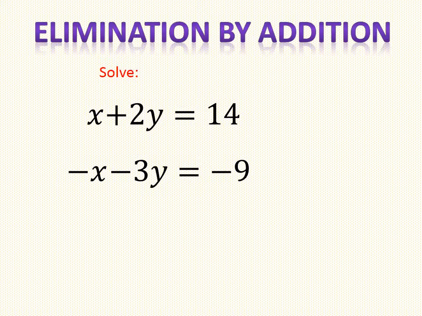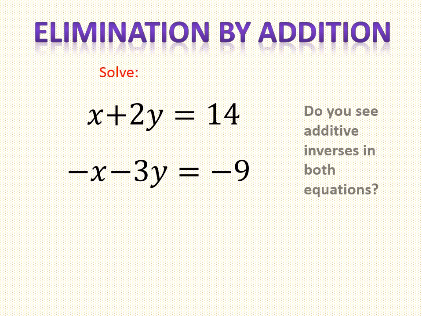The first question that we have to ask ourselves to be able to solve by elimination is, do we have additive inverses in both equations? And you guys remember that additive inverses are numbers or variables that can be added together to cancel each other. So 2 and negative 2, 3 and negative 3, and in this case it's x and negative x.